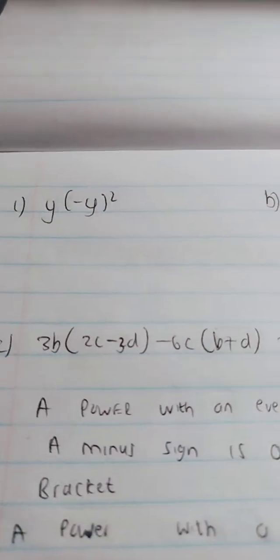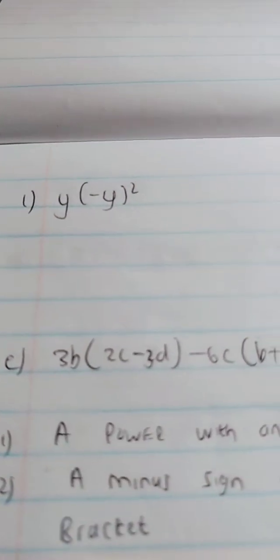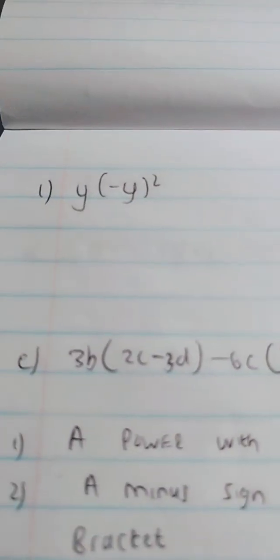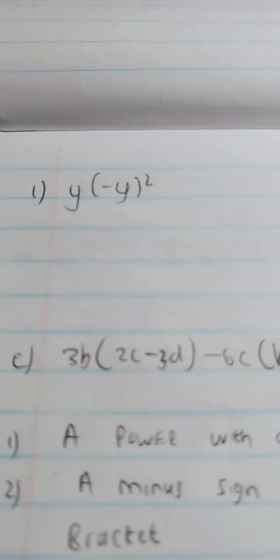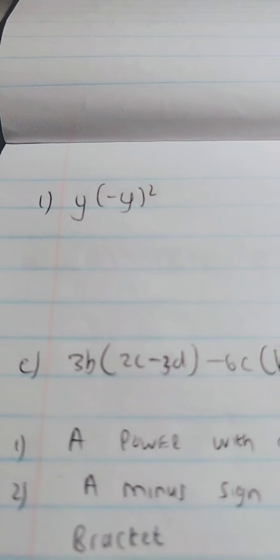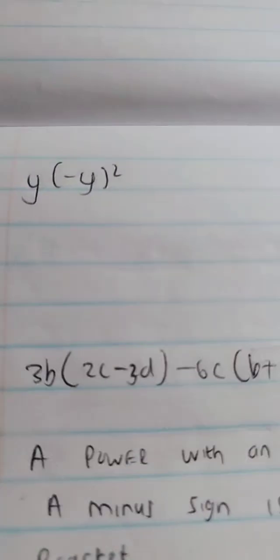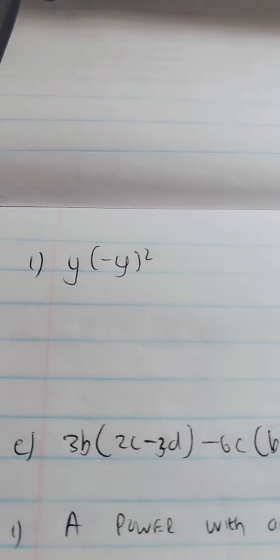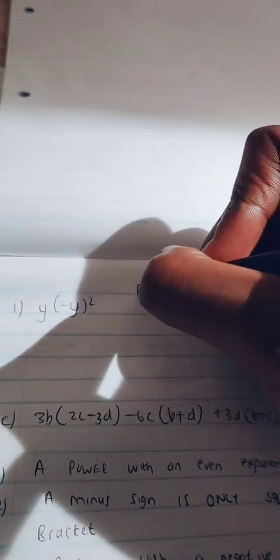Okay, let's look at this question. y into negative y squared. Okay, so once again, who are we going to think of when we are looking at this problem and possibly getting it simplified? We need to think of Mr. BODMAS, because we are told to simplify here. But Mr. BODMAS must be priority here.